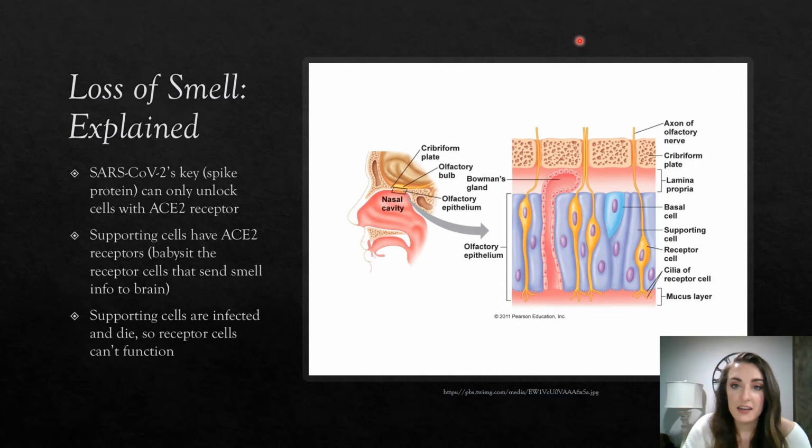But again, they can't take care of themselves, so they rely on these purple support cells to stay alive. And so these support cells do have ACE2 receptors. These receptor cells do not. And so the virus can get into these purple support cells or babysitter cells, and it kills them. And then these yellow receptor cells can't take care of themselves, so they die too. And then you can't smell anything. And these also grow back within a few weeks or months.